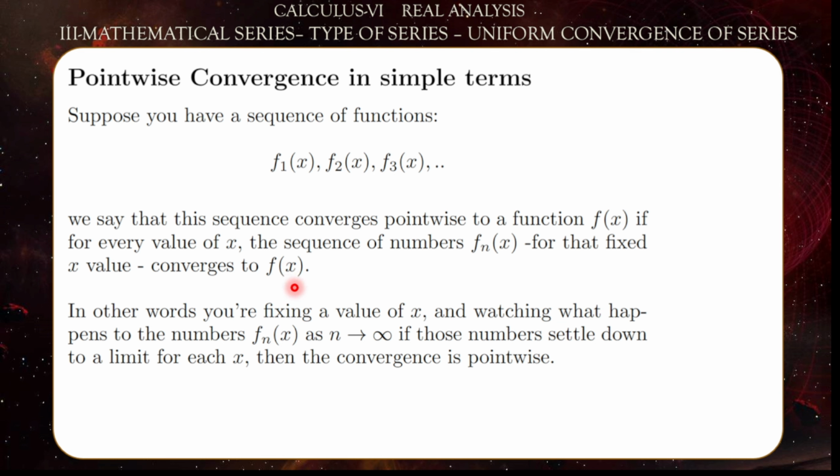Now the difference here is you won't necessarily hit the exact value in this case, but rather the gap between the value fn(x) and f(x) will be very small, even less than epsilon. In other words, you're fixing a value of x and watching what happens to the numbers fn(x) as n approaches infinity. If those numbers settle down to a limit for each x, then the convergence is pointwise.